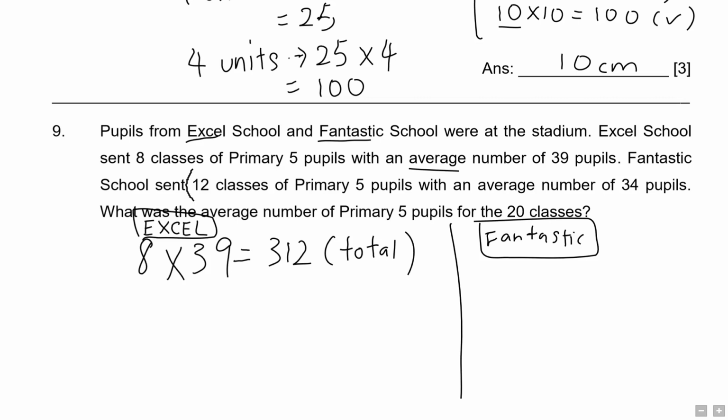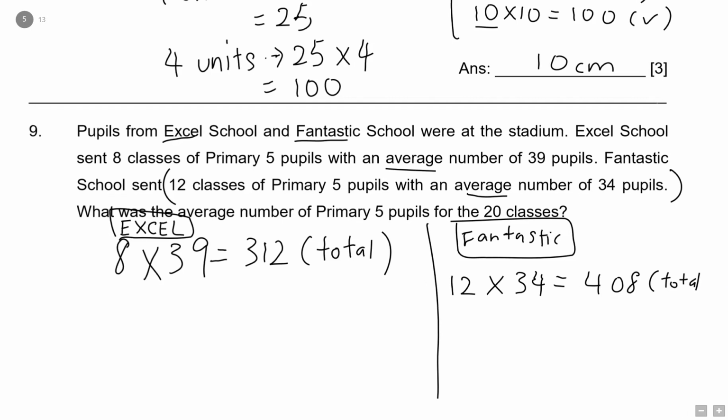Fantastic School sent 12 classes with an average number of 34 pupils. Again, average means one class is about 34, and there are altogether 12 classes there. So one class is about 34. Let's find out the total. 408. So this is their total. Alright. Now you have 408 for Fantastic, 312 for Excel. Common sense, we will want to add up the two schools first to find out the overall total, which is 720. Again, let's write out in English.